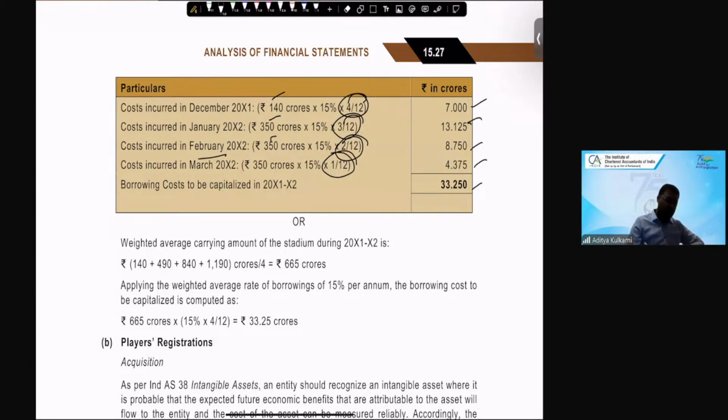So the borrowing cost to be capitalized is computed as 33.25 crores. Or alternatively, you can take weighted average: 140 plus 490 plus 840 plus 1190 divided by 4 into 15% into 4 by 12. So that gives you again 33.25 crores. Okay. Next.